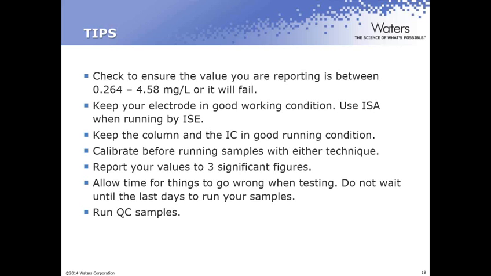So let's say your upper acceptance limit is 3.25 milligrams per liter. If you report a value of 3.253 because you reported the wrong number of significant figures, you can fail your analysis just by doing the wrong number of figures. So again, please make sure you're reporting your values to 3 significant figures. Also, when you're running your PT test, allow time for things to go wrong.